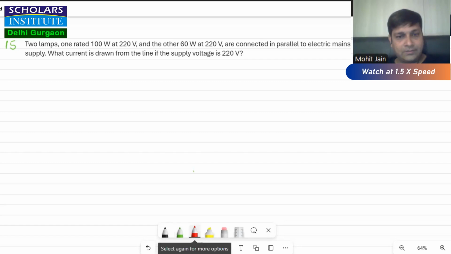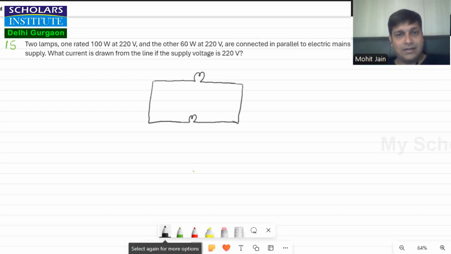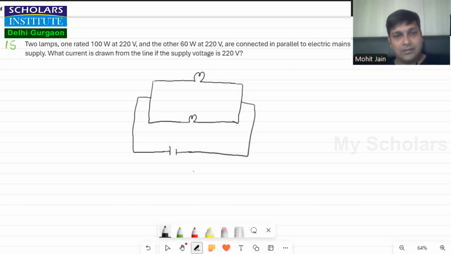Okay, so what you have are two bulbs or two lamps which are connected in parallel to each other, which in turn are connected to a 220 volt supply.